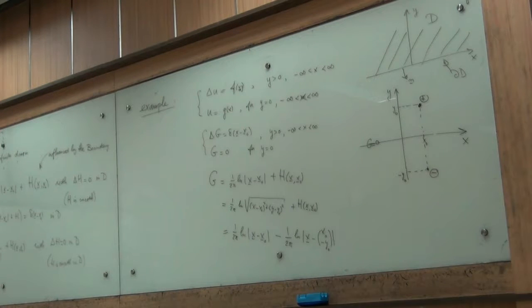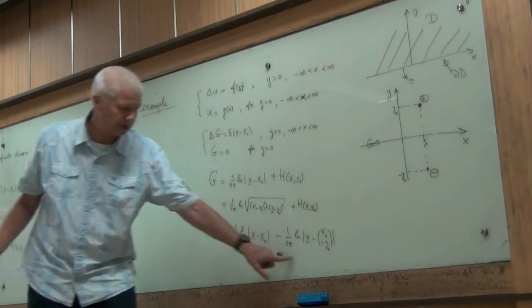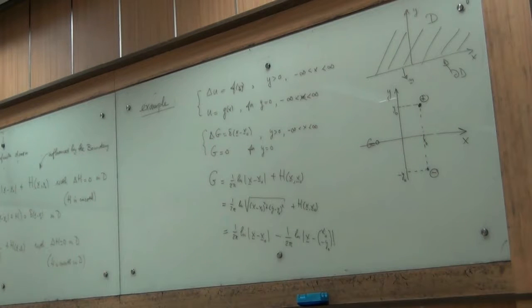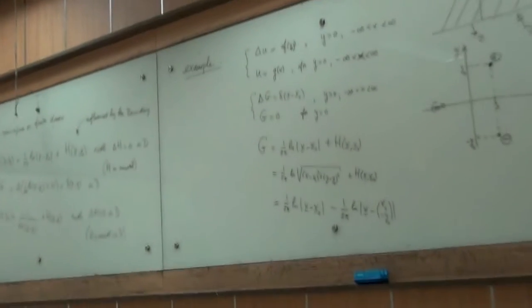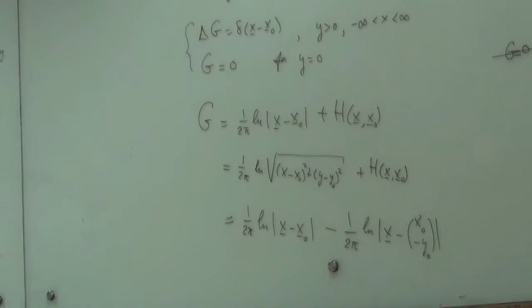Is it simple? Yeah, it's very simple. Now a question. If I take the Laplace of G, then this gives me a delta function, but also this gives me a delta function. Then I have two delta functions. Is that a problem? What do you think? Is that a problem? Most likely not, else I will not tell you it.